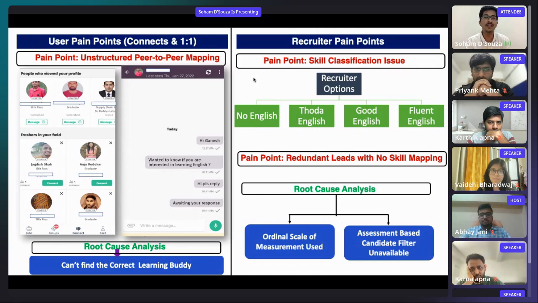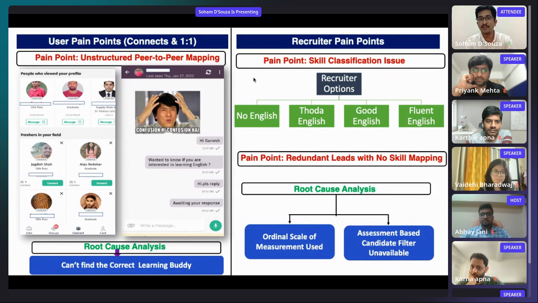Can we quantify that? Because the major outcome of this PPT is to mathematically understand what the learning outcome is. And also, there is no assessment-based candidate filter. As an HR, it is a big disappointment for me. For me, thoda and good would have a very gray line, and good and fluent also has a gray line. So that was one classical classification issue that I noticed in this Connect.